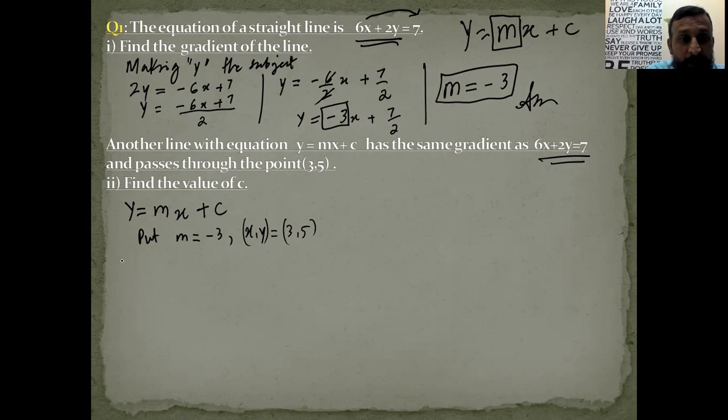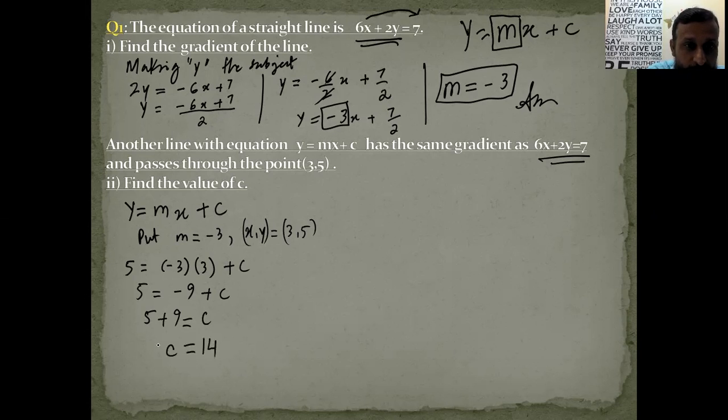So y is 5: 5 equals m, which we just found to be negative 3, times x, which is 3, plus c. Open up the brackets: 3 threes are 9, so negative 9 plus c. We'll shift this negative 9 to the other side: 5 plus 9 equals c. So we have c equals 14. I hope this concept is clear to you all. Let's move on to the next question.